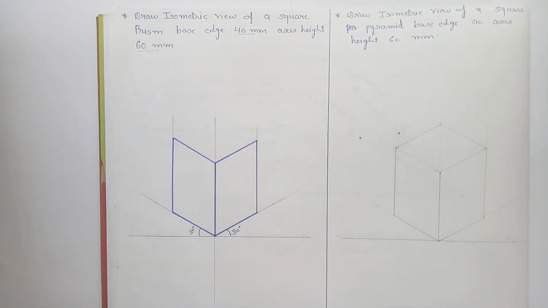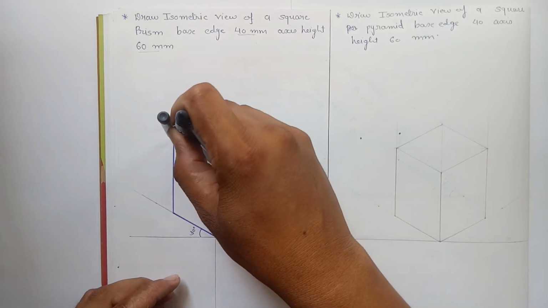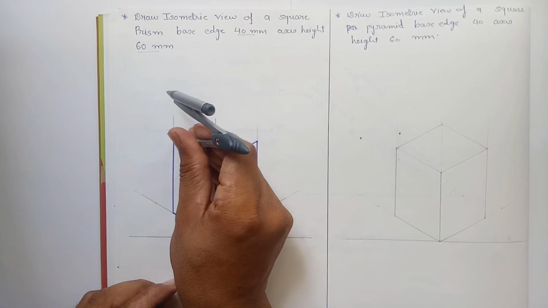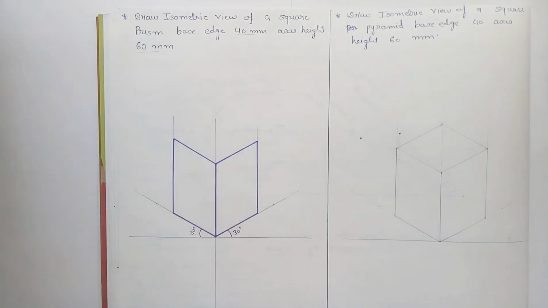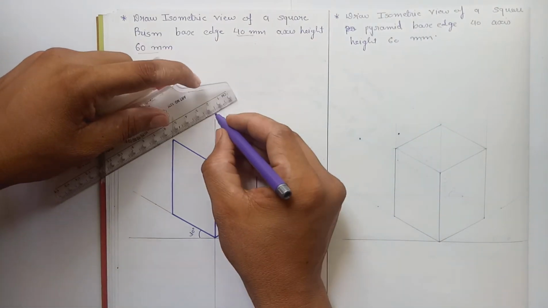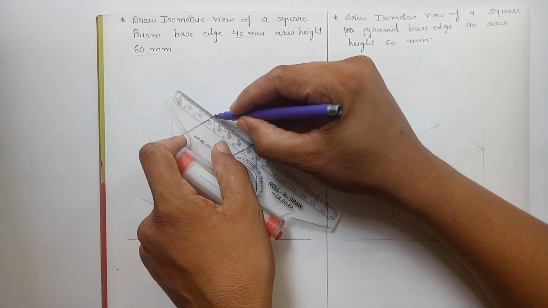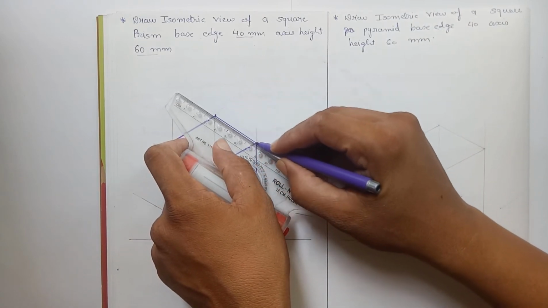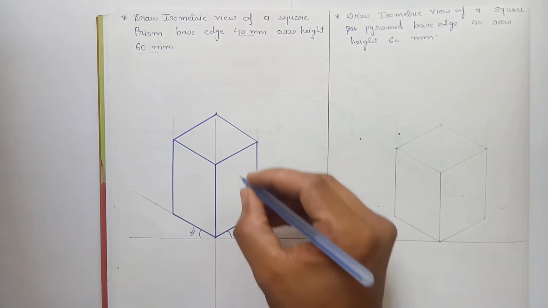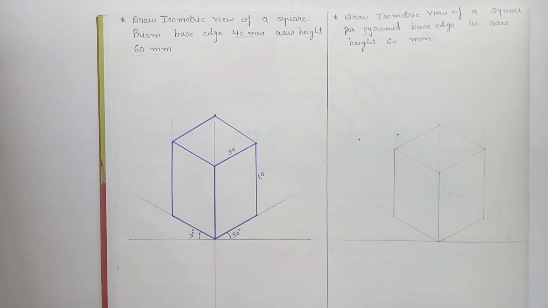Now draw the top face of the square prism. To draw the top face, let us measure this length. Give an arc over here from this point. Mark this point of intersection. Connect this point to this corner and this corner. So this is the square prism, base length 40 mm, axis height 60 mm.